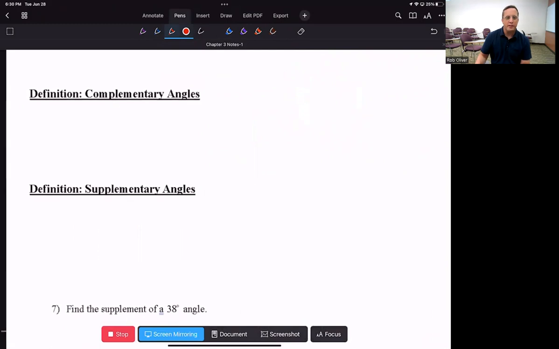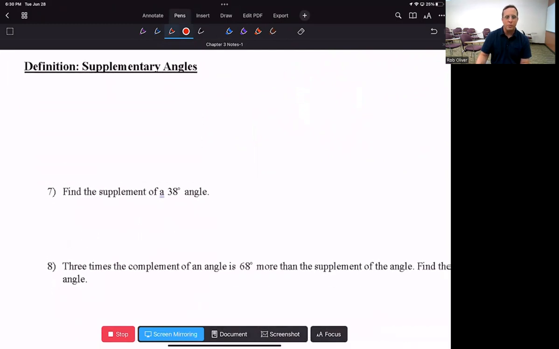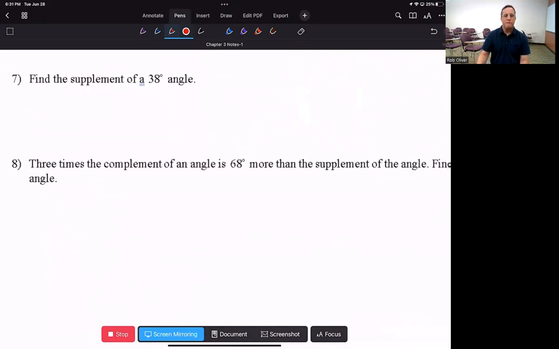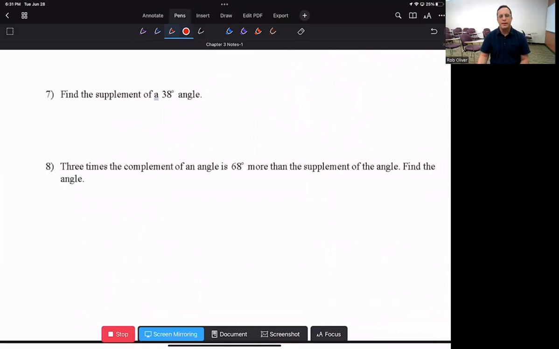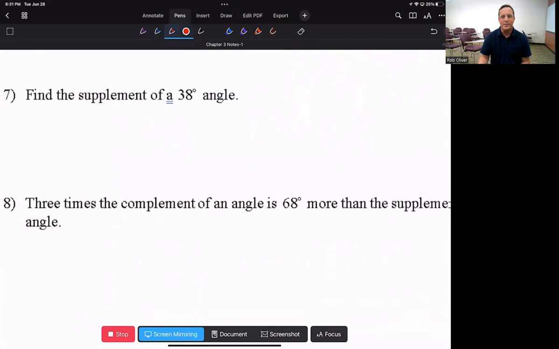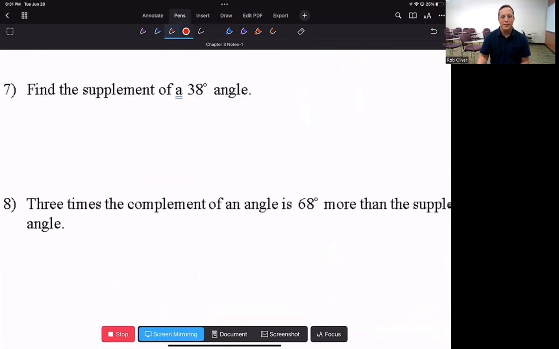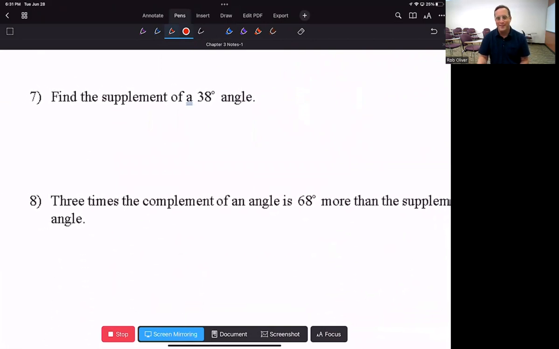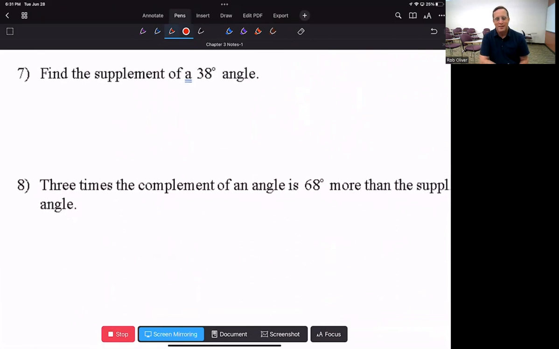All right, now I've already talked about complementary and supplementary, so I'm just going to go right to these examples here. Find the supplement of a 38-degree angle. I don't know why that's underlined. I think the word "a" is not spelled right. That's weird. I don't understand sometimes why things are where they are. But find the supplement of a 38-degree angle. So that just means what number plus 38 makes 180.